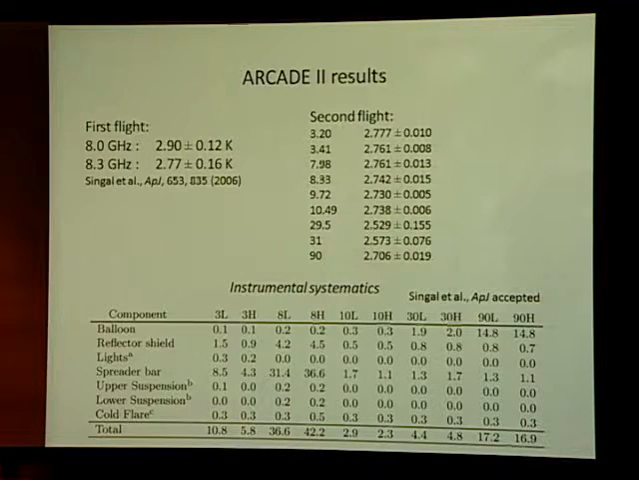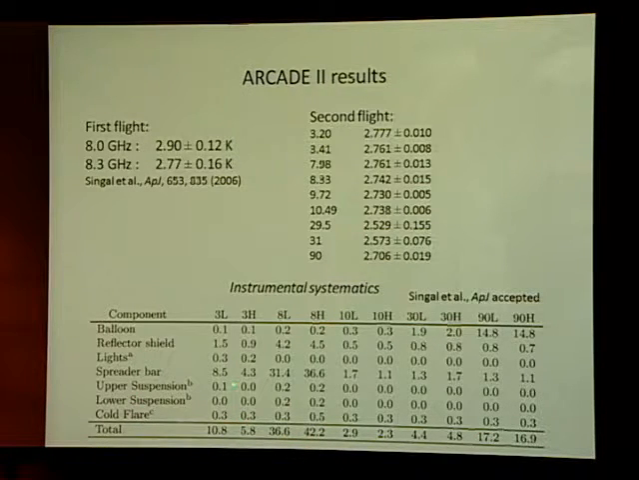This is a table of systematic contributions to the error budget. These numbers are all in millikelvin. And on the top are 3 gigahertz, the low and high frequency subchannels of 3 gigahertz, 8 gigahertz, 10 gigahertz, 30 gigahertz, and 90 gigahertz. And then various contributions and then the totals.